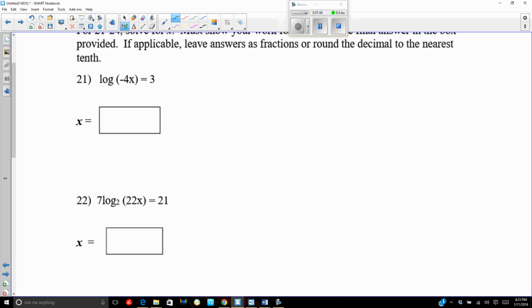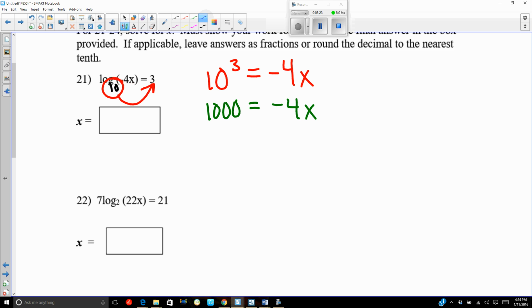All right, 21. I believe we did a problem like 21 and 22 last class. It is in log form. Anytime it's in log form and we want to solve it, we need to put it in exponential form. If the base is not given, it is assumed to be 10. So the shortcut to solve this problem is the base raised to the 3rd power equals negative 4x. So we're going to get 1,000 equals negative 4x. Divide both sides by negative 4. We get negative 250 as our answer.